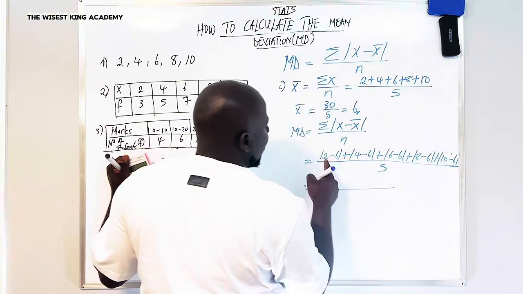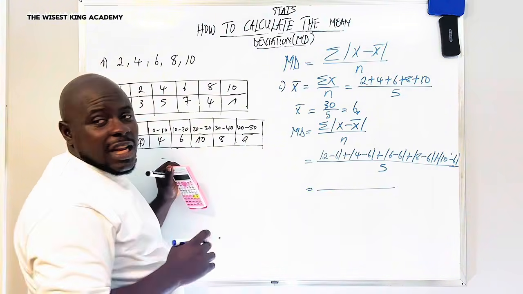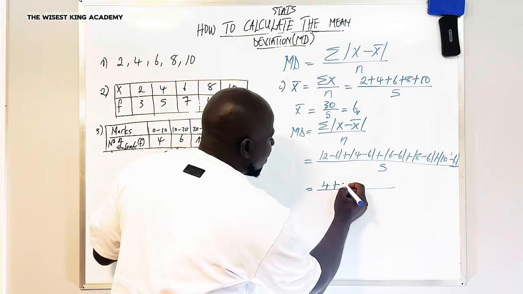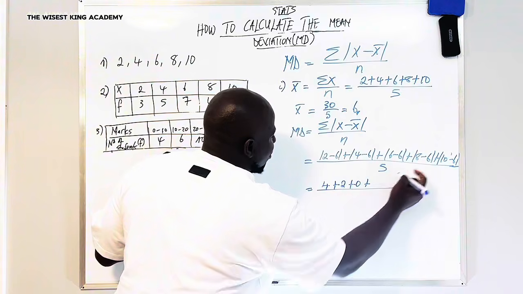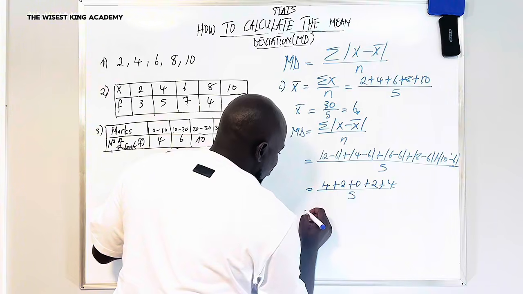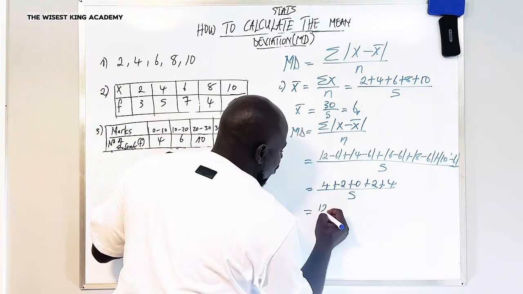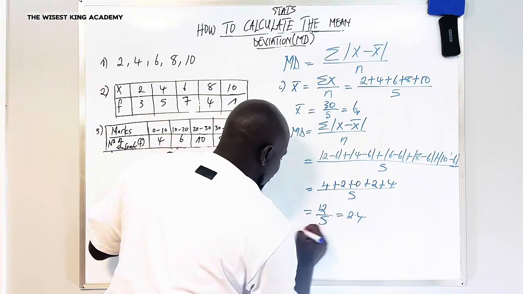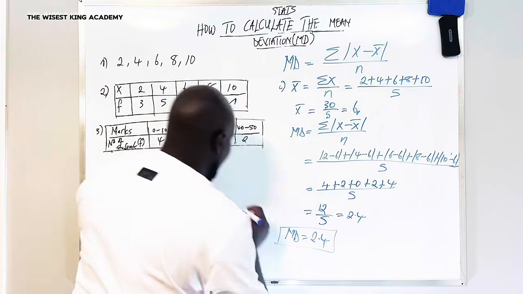Let's go. 2 minus 6 gives us minus 4, and remember, we are taking the absolute value, so we throw away the negative sign. That gives us 4, plus 4 minus 6, which is minus 2, so we throw away the negative sign, 2, plus 6 minus 6, 0, plus 8 minus 6, 2, plus 10 minus 6, 4, divided by 5. So this plus this, 6, plus this, 8, plus this, 12. 12 divided by 5 is 2.4. So our mean deviation is 2.4.